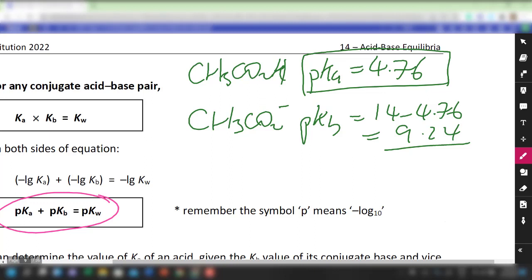Yeah, so that is why you realize that the position of equilibrium actually lies a bit more to the right when we are looking at the ionization for ethanoic acid. So therefore, as an acid, ethanoic acid is a stronger acid than its corresponding conjugate base as a base. Yeah, so that's what the value is trying to tell you.